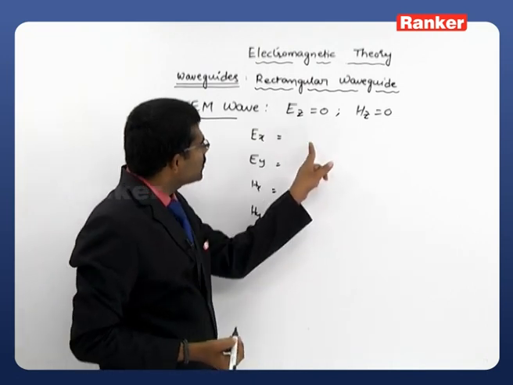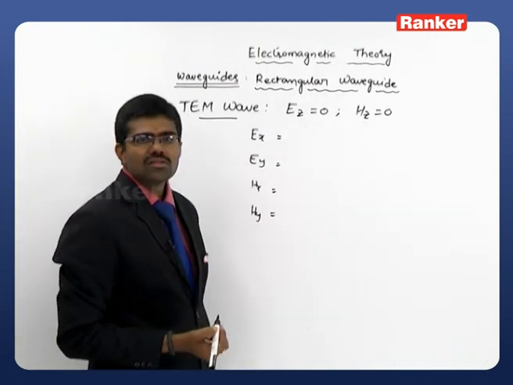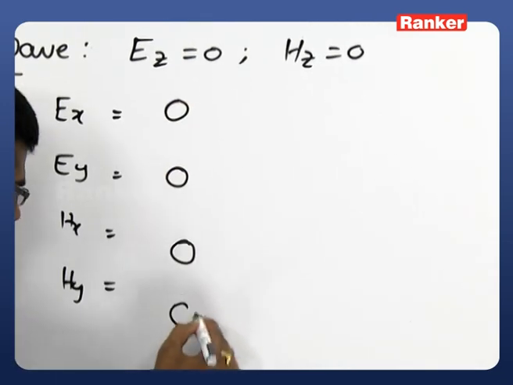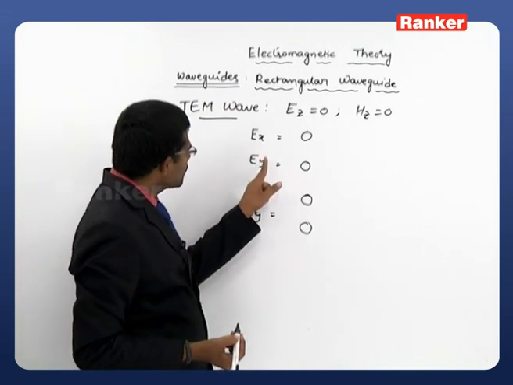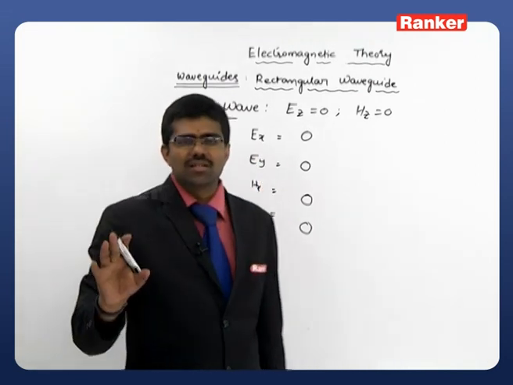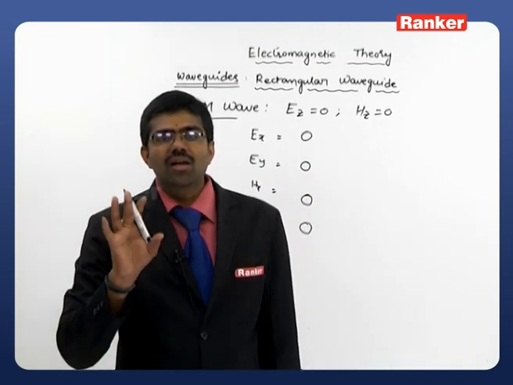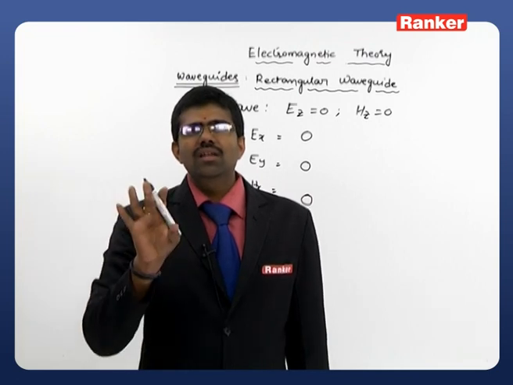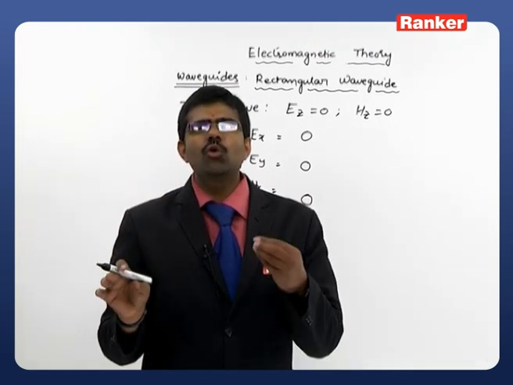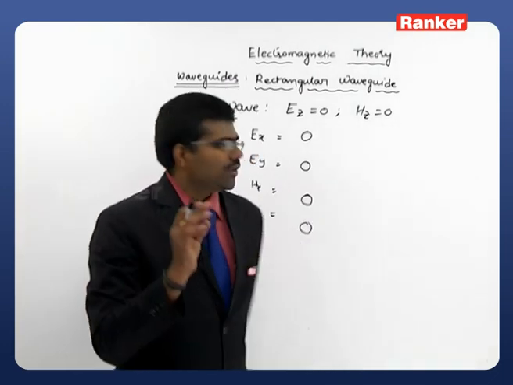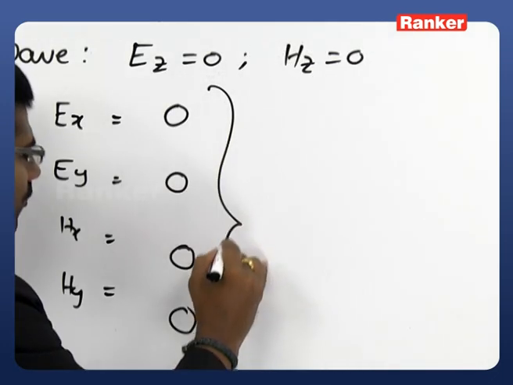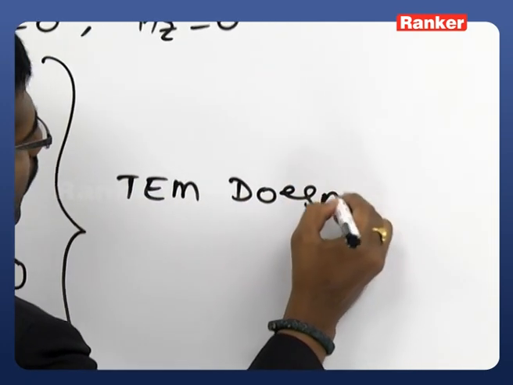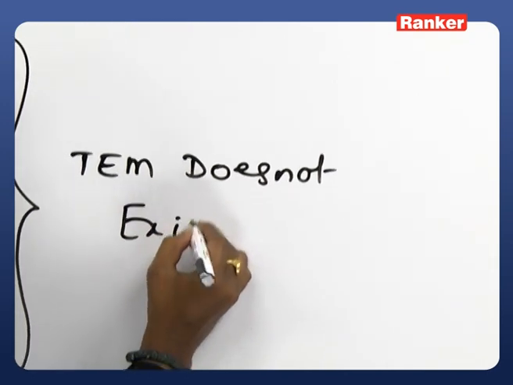Now substitute Ez equals Hz equals 0 in these 4 equations. If you are substituting these 4 equations, you will get 0. So simply Ex, Ey, Hx and Hy will be vanished for our TEM wave in a rectangular waveguide. I am not talking about any other waveguide. In a rectangular waveguide, the Ex, Ey, Hx, Hy will be vanished, so there will be no field components. If there are no field components, what you can say? Simply TEM wave does not exist. TEM does not exist in our rectangular waveguide.